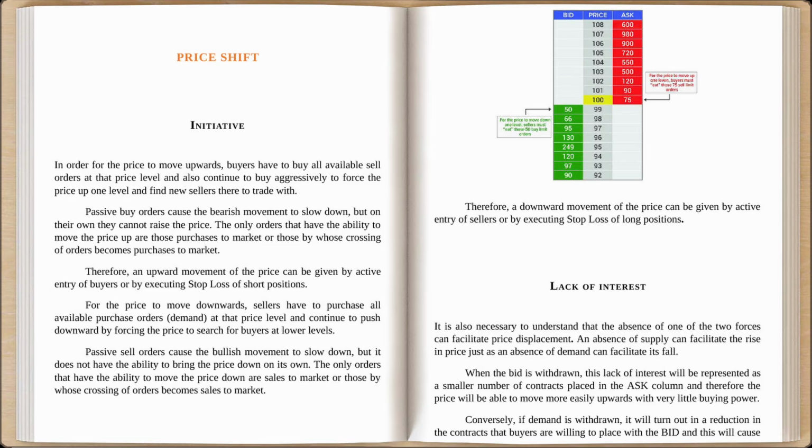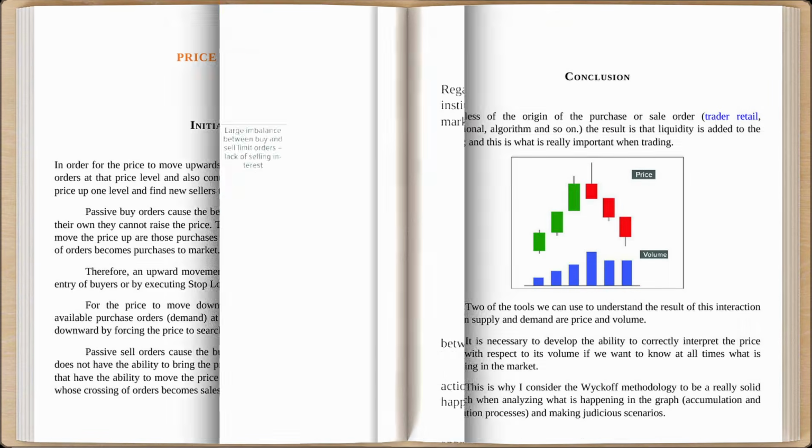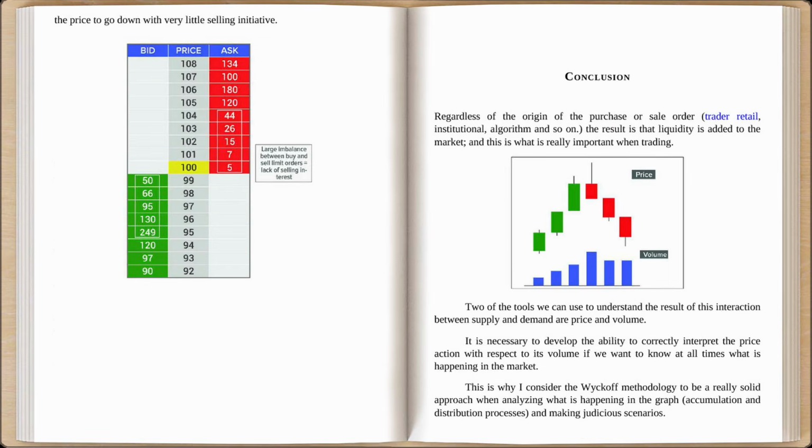It is also necessary to understand that the absence of one of the two forces can facilitate price displacement. An absence of supply can facilitate the rise in price, just as an absence of demand can facilitate its fall. When the bid is withdrawn, this lack of interest will be represented as a smaller number of contracts placed in the ask column, and therefore the price will be able to move more easily upwards with very little buying power. Conversely, if demand is withdrawn, it will turn out in a reduction in the contracts that buyers are willing to place with the bid, and this will cause the price to go down with very little selling initiative.